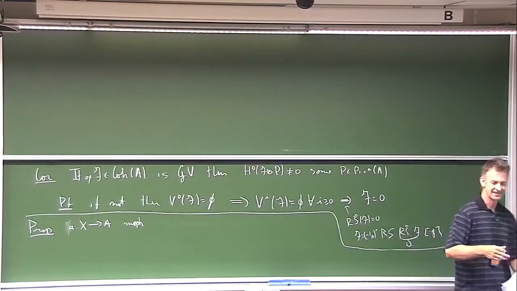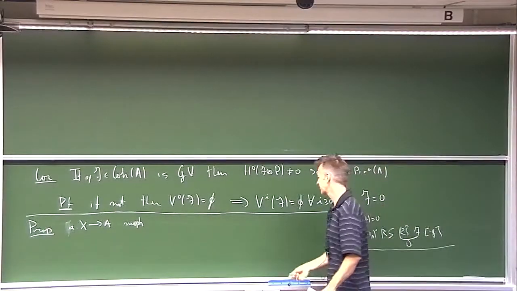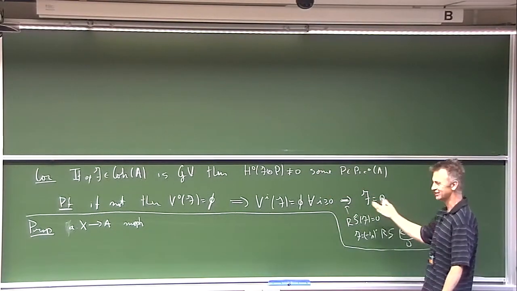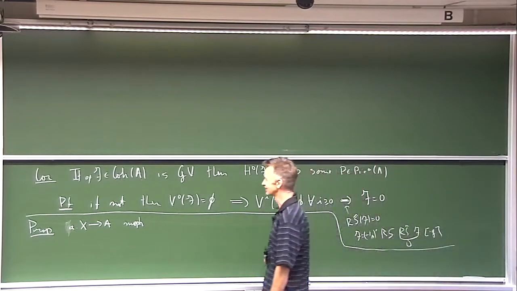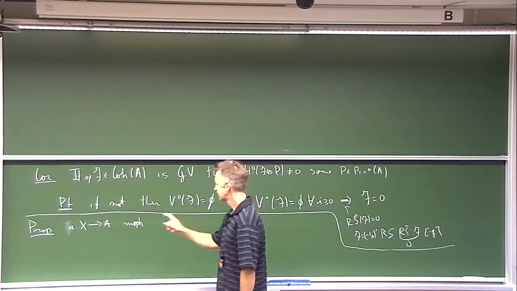Or otherwise, I can say that if V0 is empty, then F has to be 0. That's the only exception. Correct? My conclusion was that F is 0. So it's not a contradiction unless I make it a contradiction. Very good. OK, so suppose I have a morphism.